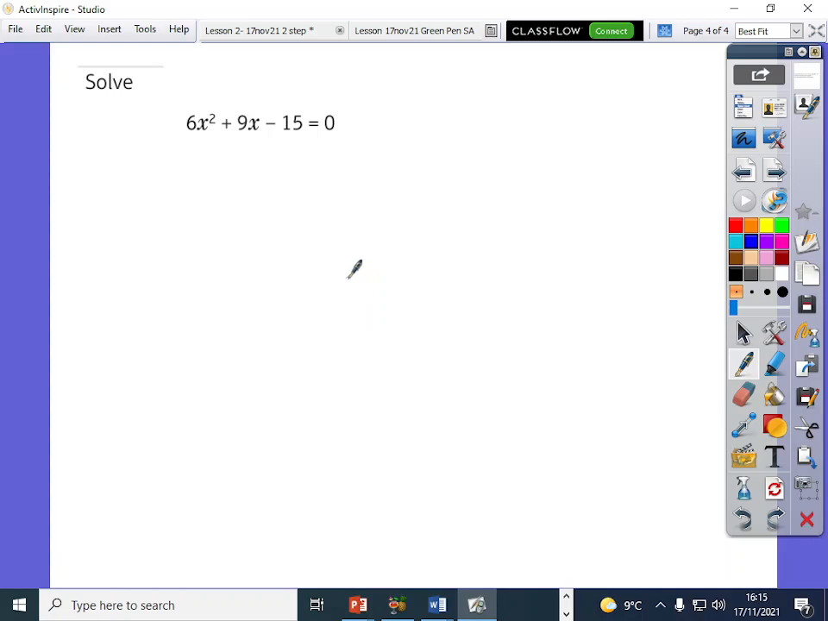Okay, so if you can factorize and solve this quadratic, go for it. If not, pause it and then go for it, and then play and see if you're doing it right. If not, carry on watching.